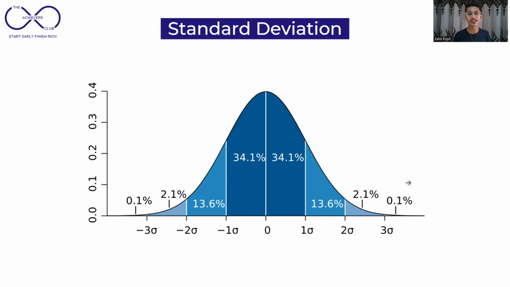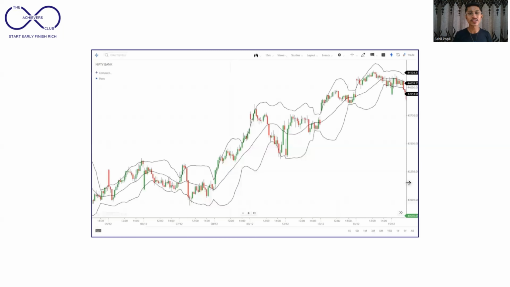So this is the proper example and the definition of what standard deviation is all about. And now let's have a look at what Bollinger Bands actually look like. On screen, as you can see, there is a chart of price action itself, the chart of Nifty Bank, where we are having a 15 minutes time frame.